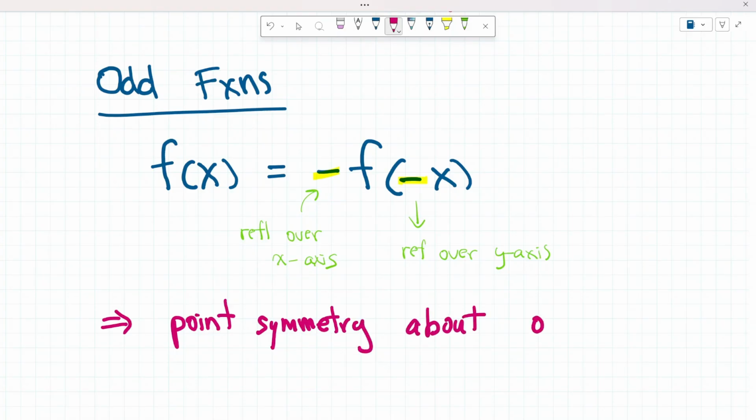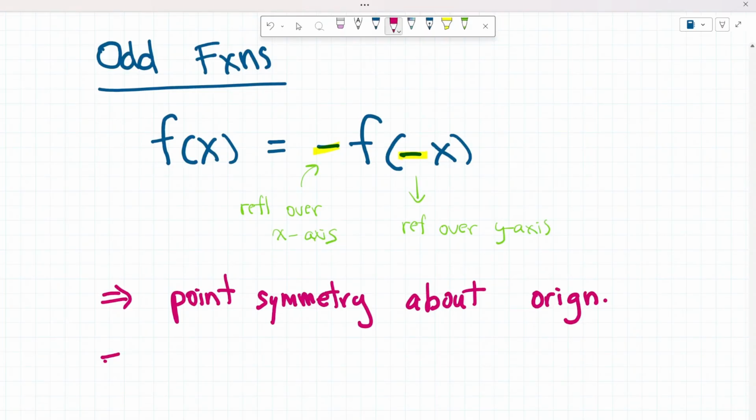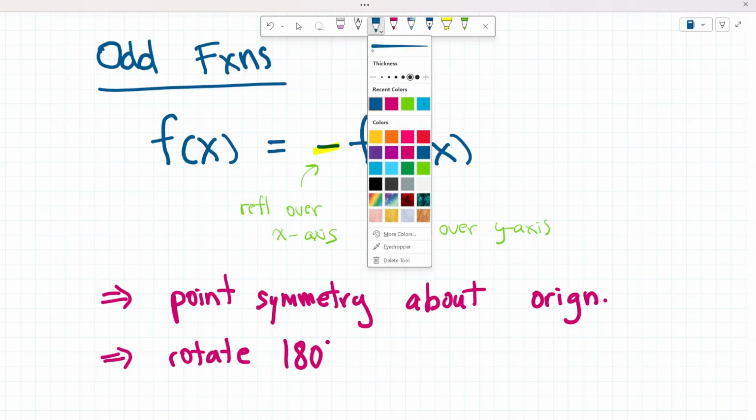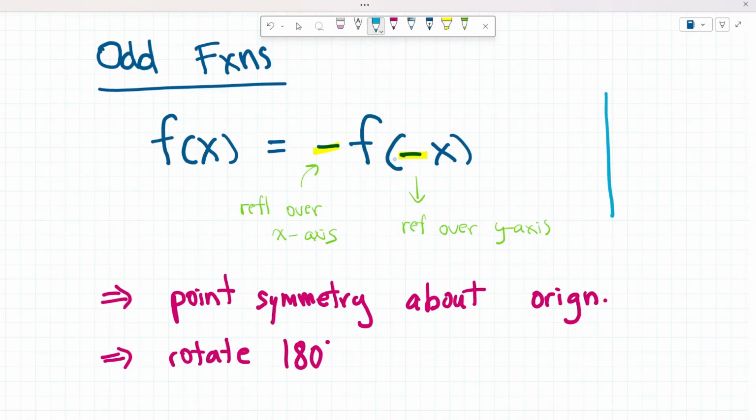So if a function is odd, then what we have is called point symmetry about the origin. So this means that, like I said, we can either do these two reflections over the x and y axis, or it means that we can rotate our function 180 degrees and it ends up being the same as the original. So let's look at another example here.